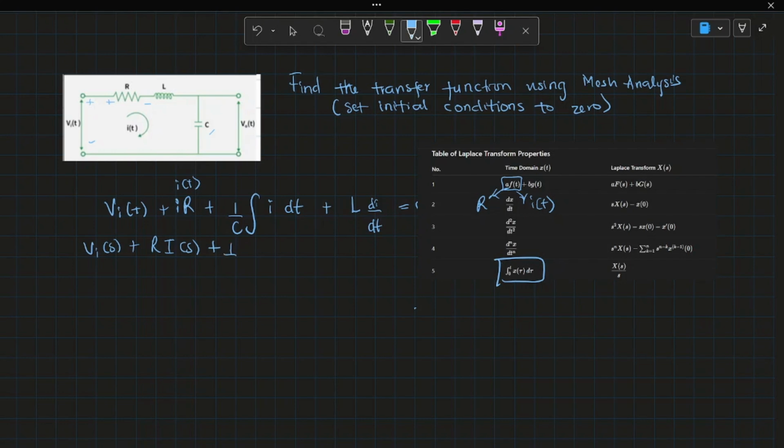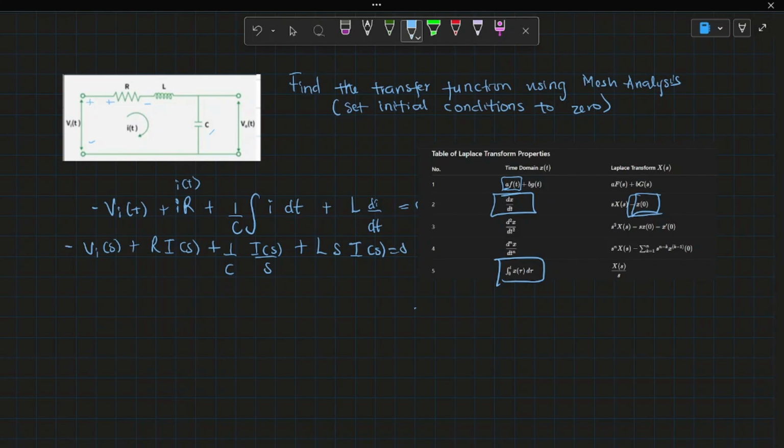You can see 1 over C remains the same because it's a constant, and the integral becomes I(s) over s plus, for this one it is going to be from this second one here. And since we are assigning initial conditions to 0, we can ignore this part. So it will become L s, and x in this case is our i, so I(s). This is equals to 0 by the way. Now we can simply make V in subject of the formula. So this is supposed to be minus, not plus.